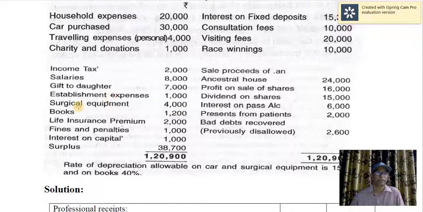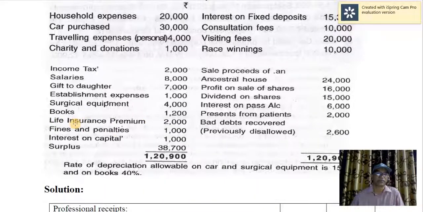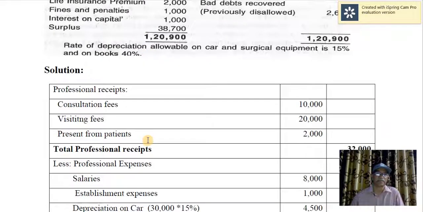Surgical equipment and books purchased are assets and involve capital expenditure, so they are not allowed. But depreciation on both these assets is allowed. On surgical equipment, the rate of depreciation is 15%, and on books it is 40%. Life insurance premium 2000 is not allowed because it is personal in nature. Fines and penalties are again not allowed. Interest on capital is also not allowed. Therefore, these are the items allowed as professional expenses.